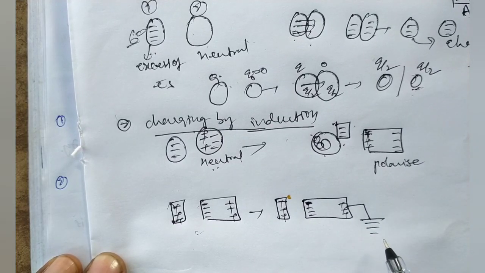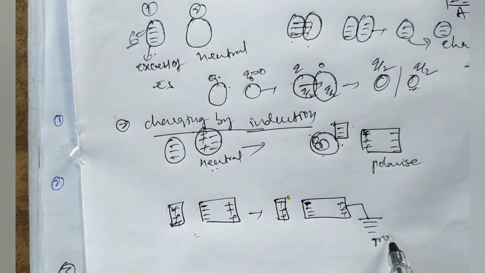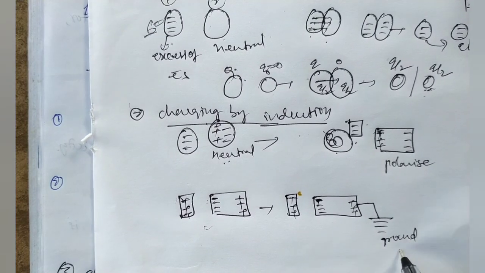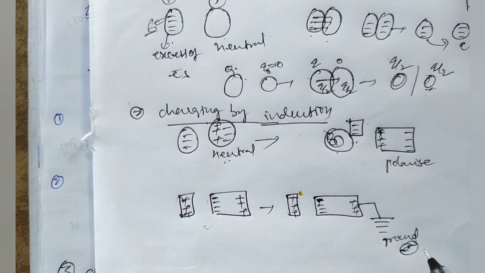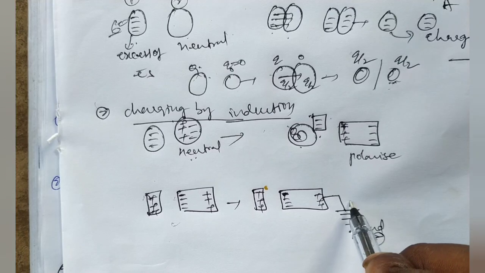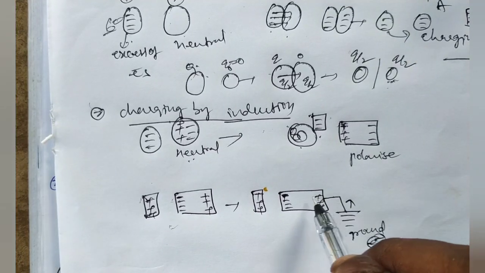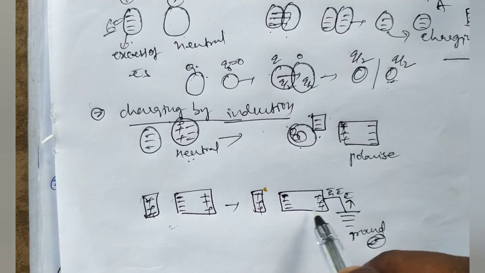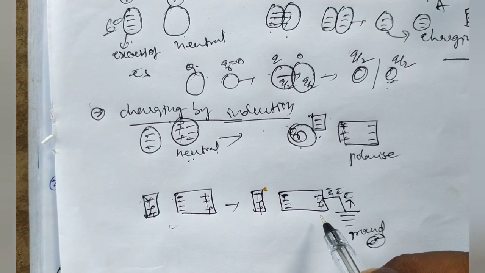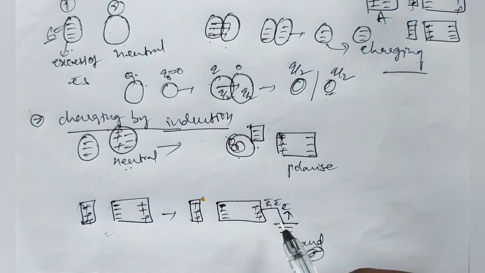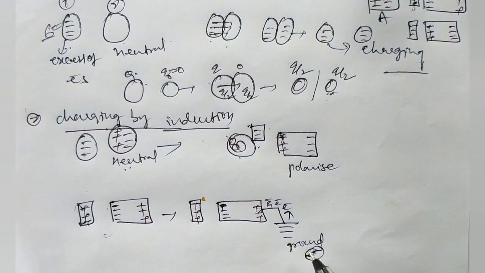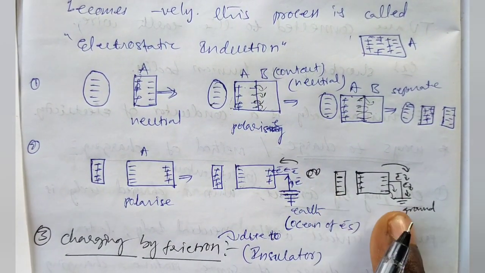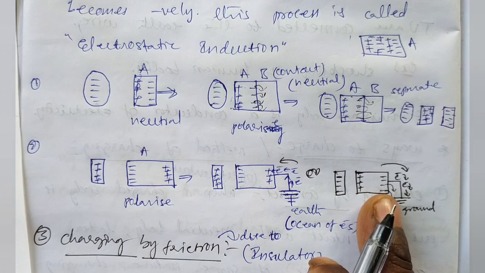It can be connected to the ground, or earthing. The ground has a huge number of electrons, an ocean of electrons. That's why electrons transfer to this body. It means electrons are transferred to this neutral body, and it gets charged through the ground.